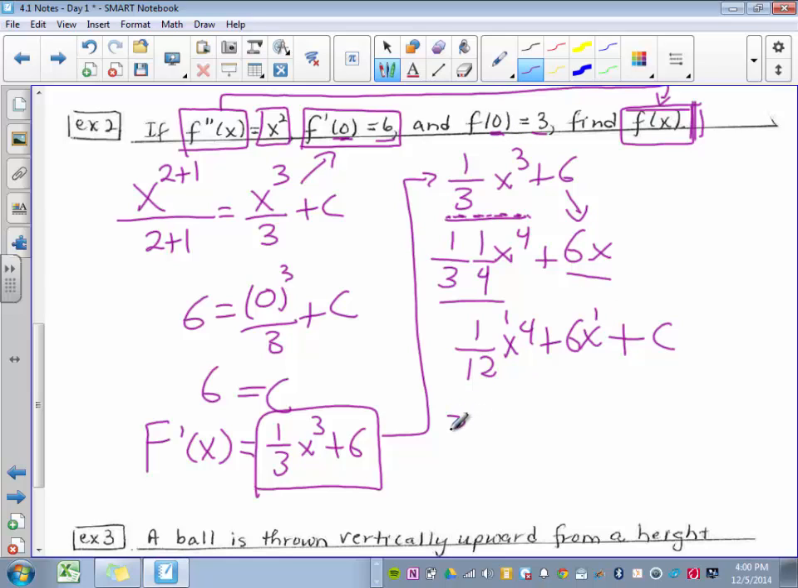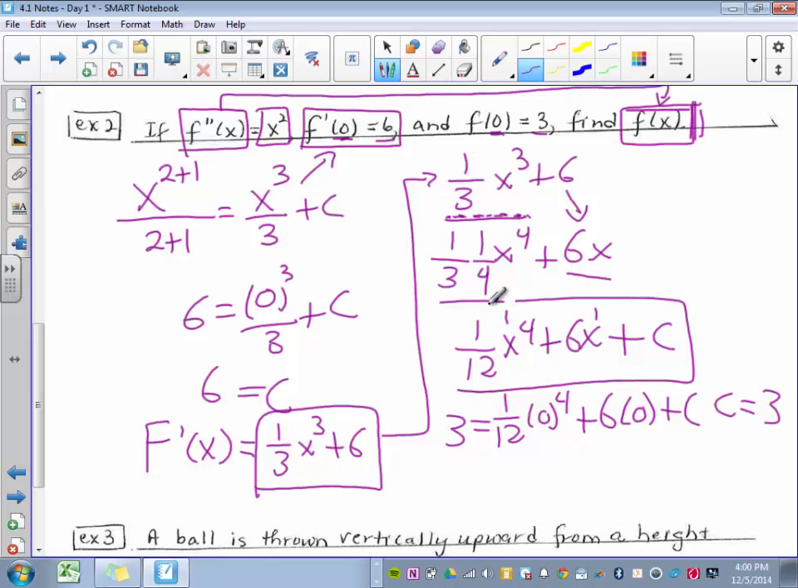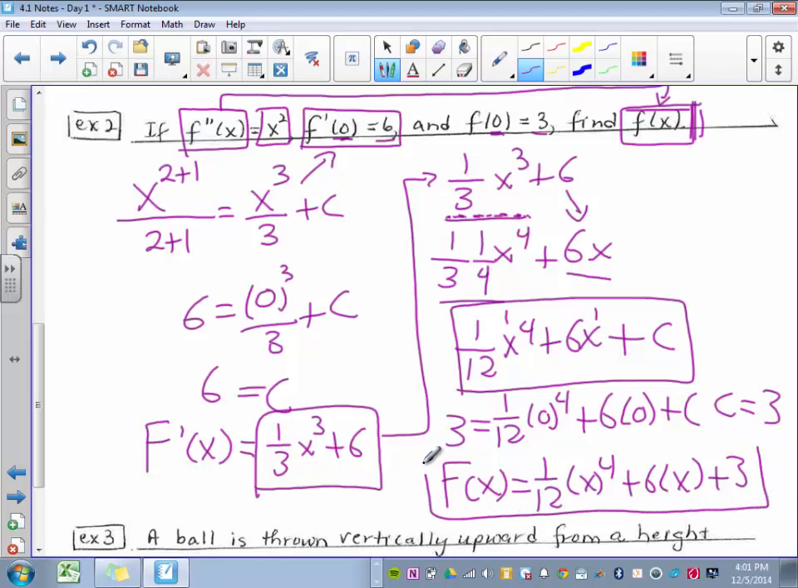So we get 3 is equal to 1/12 times 0 to the 4th. You guys know that's 0, times 6 times 0, which you know is 0, plus c. So our c is equal to 3. Now let's just rewrite this formula right here with our c in it. So our f of x, which is what we were looking for, is equal to 1/12 x to the 4th plus 6x plus 3. There we go, and we got it. That's our initial function, f of x, right here.